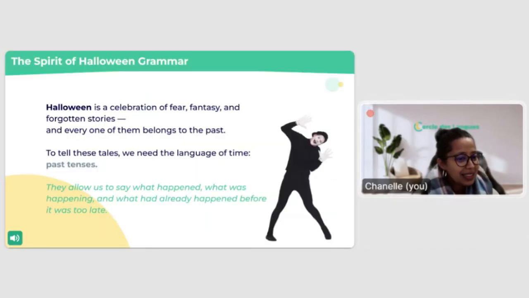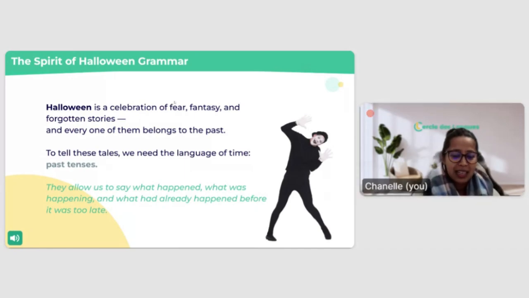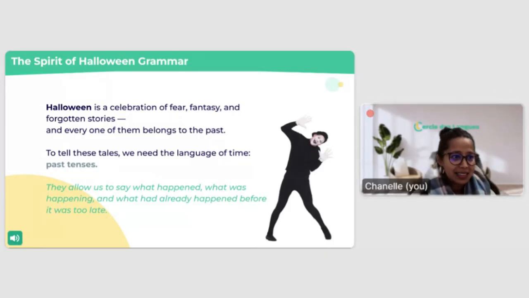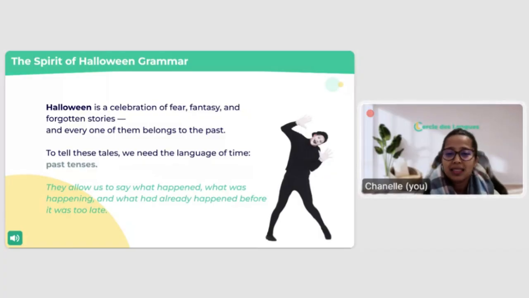So let's look at an introduction: the spirit of Halloween grammar. Halloween is a celebration of fear, fantasy, and forgotten stories, and every one of them belongs to the past. To tell these tales, we need the language of time, and the language of time is the past tenses. They allow us to say what happened, what was happening, and what had already happened before it was too late.